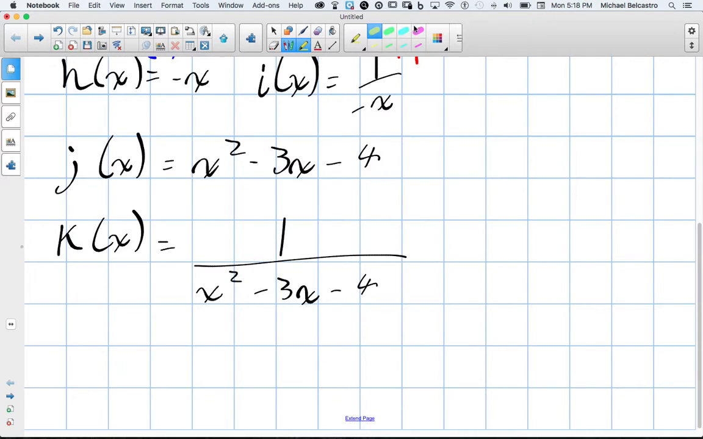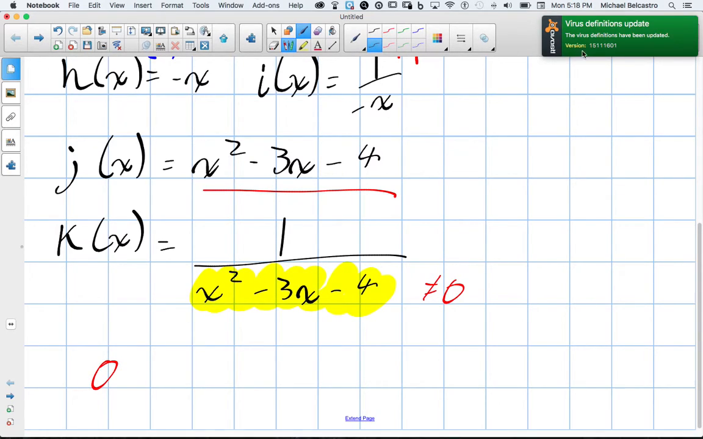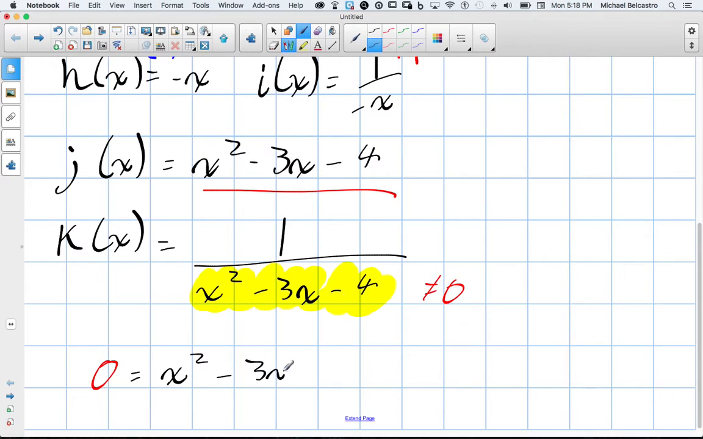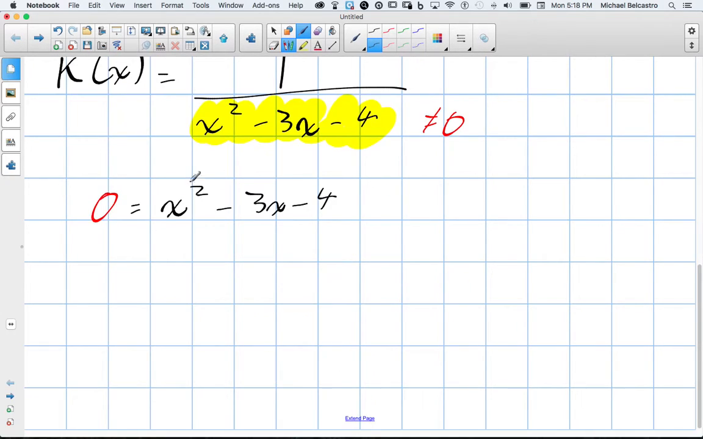So vertical asymptotes, let's work on that. We know that vertical asymptotes essentially are the bottom of our graph. It just can never be equal to 0. Otherwise, it's an undefined graph. So what do we do? We set the original equal to 0. So we have 0 is equal to x squared minus 3x minus 4. So we need to factor.